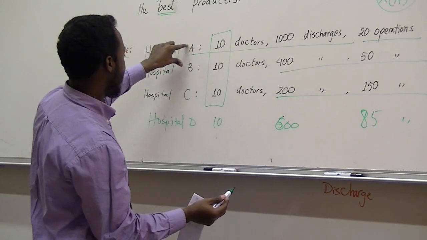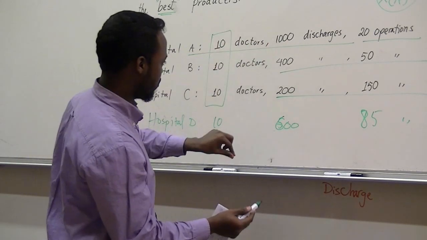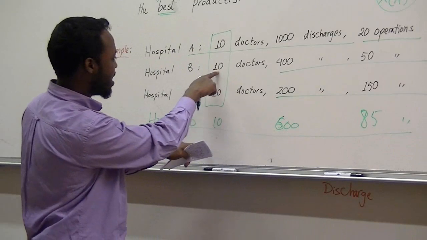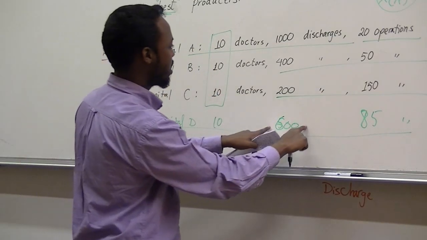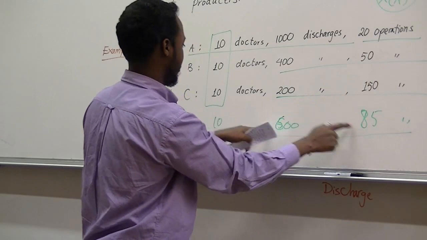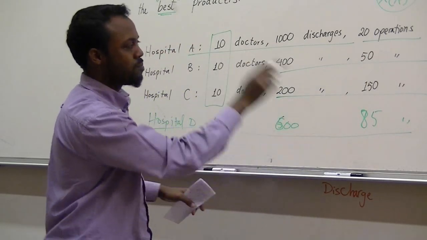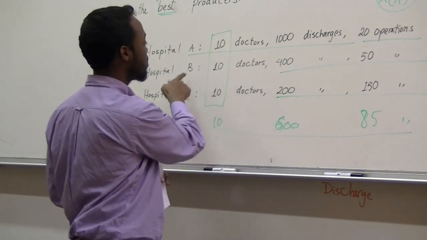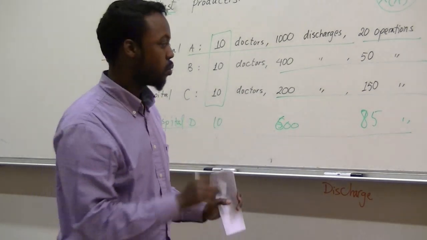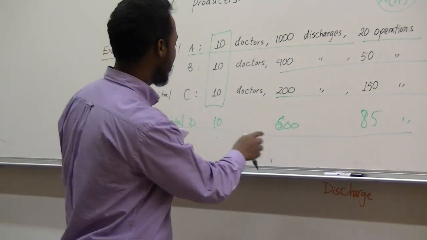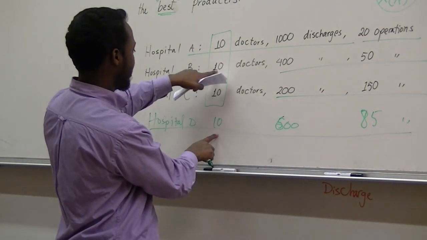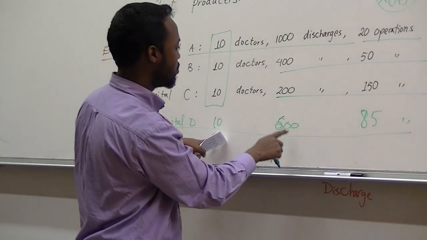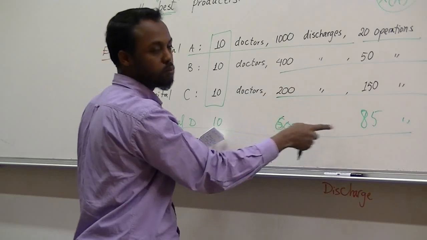By combining A and B, half from each, we can get a virtual hospital with the same input as B, but better outputs. Just by these numerical calculations, we conclude hospital B is inefficient. Why? Because with the same input compared to A and C, B could achieve higher output.